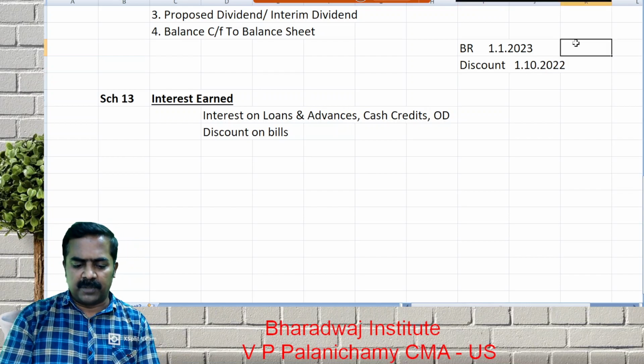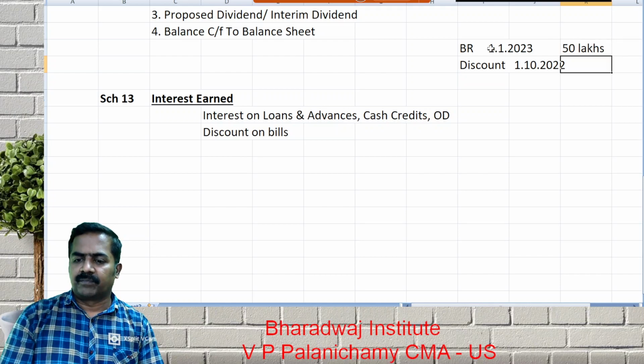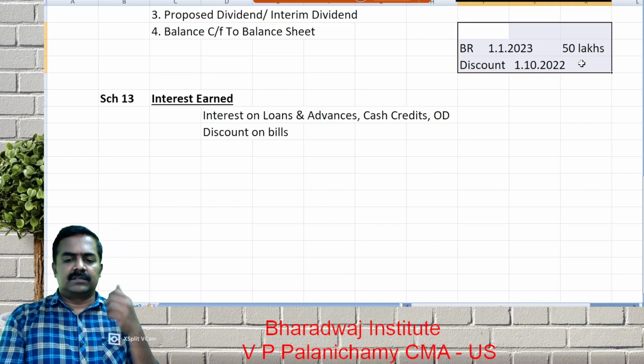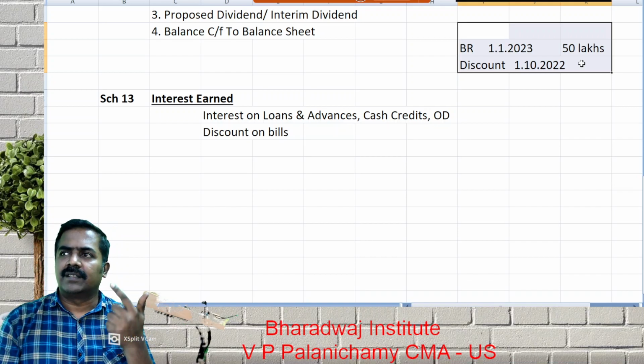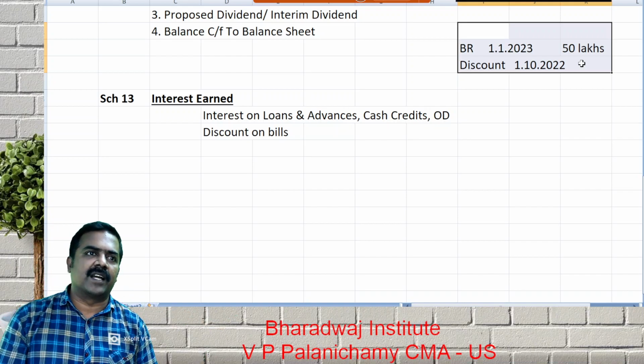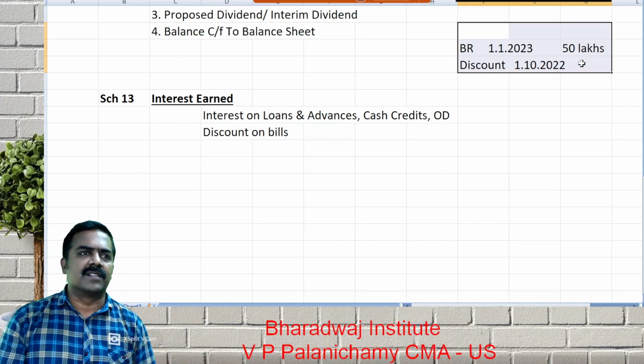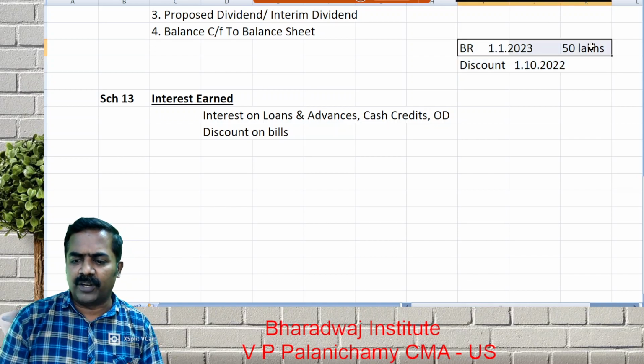Okay. Bills receivable value is 50 lakhs. Will the banker give you 50 lakhs? For how many months will the banker charge discount? October, November, December. How many months' discount will the banker charge? 3 months. Otherwise, the bank is giving a loan of 3 months. Super simple.